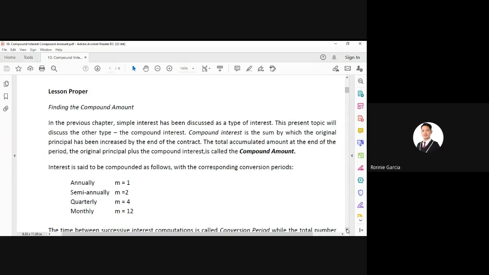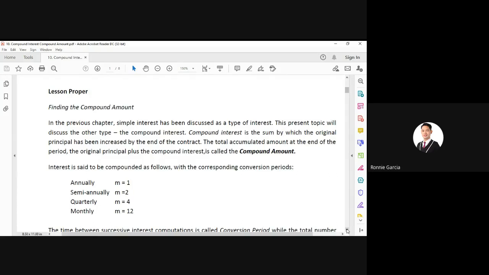So kung once a year ang inyong conversion period, then the value of M is 1. It means sa isa ka tuig, kaisa lang ka computan og interest sa imuhang gihiram. If the agreement is semi-annually, the value of M will become 2. So twice a year man siya. So kaduha sa isa ka tuig mag-compute og interest. That is why 2 ang value sa M.